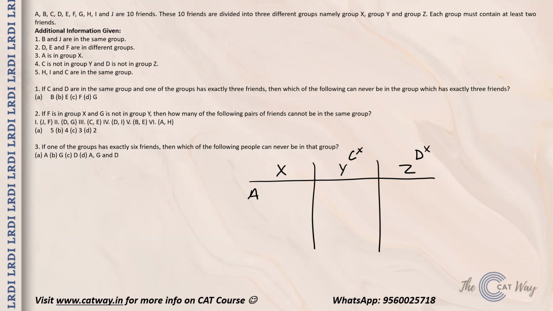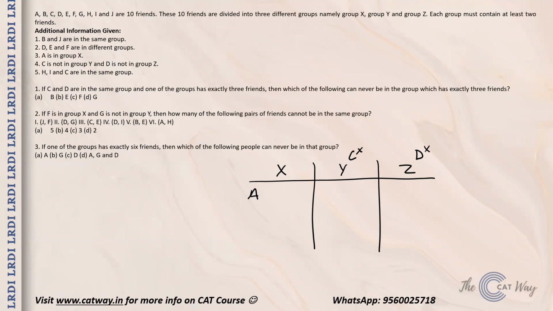Chalo. Now the question: if C and D are in the same group, and one of the groups has exactly three friends, then which of the following can never be in the group which has exactly three friends? That is the question that has been asked.